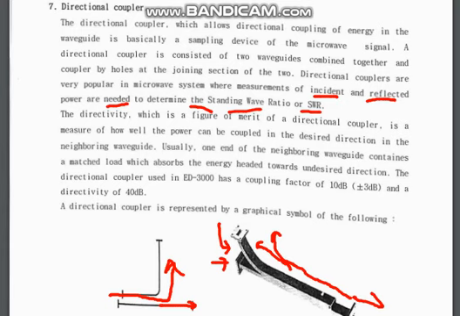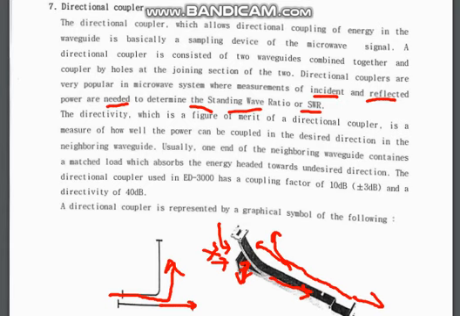So the directivity is the figure of merit, one of the key parameters in a directional coupler. It is a measure of how well the power can be coupled in the desired direction in the neighboring waveguide. Usually you can see here there are two rectangular waveguides that have been joined by a bend of the waveguide. There are two waveguide sections in that input section, and there is a single path that goes through to the other section.